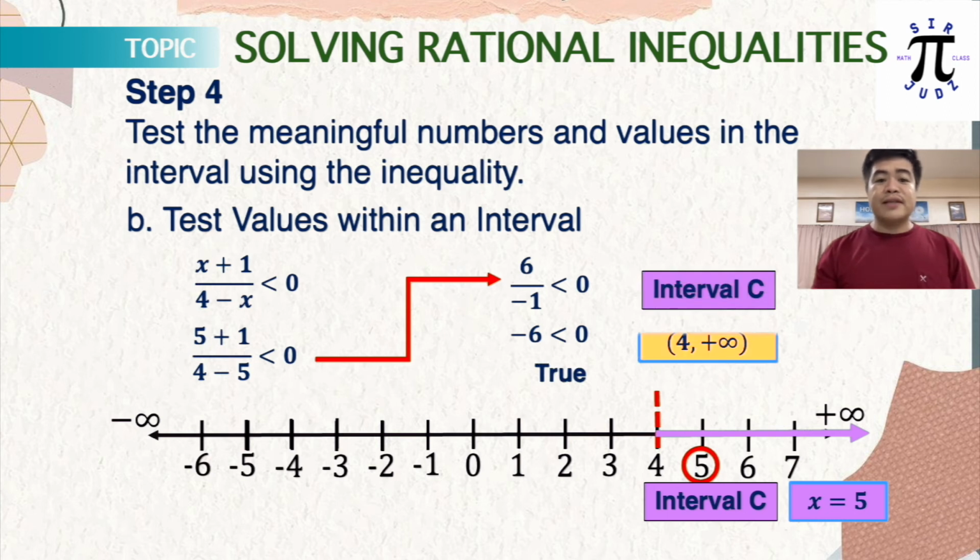So therefore, we can say that interval C with values on the right of 4, or the values from 4 to positive infinity, excluded ang 4, is one of the solutions of our inequality.